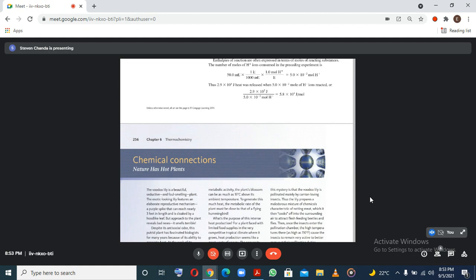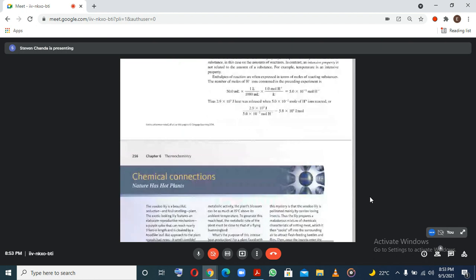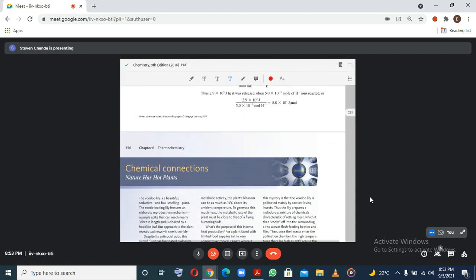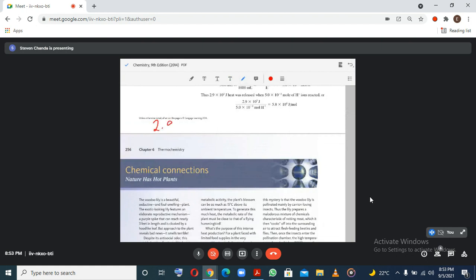reaction. So then, remember that heat that we solved. So then we are saying, if that heat was released by this number of moles, then what would be the heat produced by one mole? So it's almost as though we are saying that 2.9 times 10^3 joules was produced by 0.2 moles of hydrogen ions.